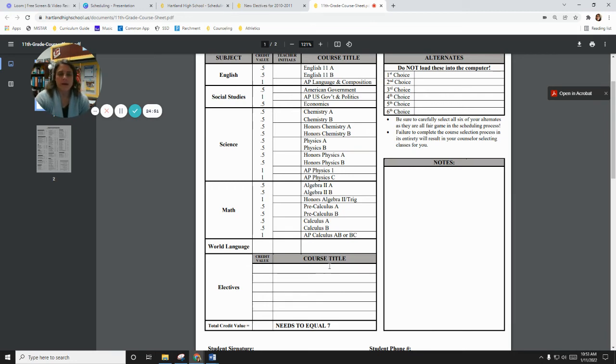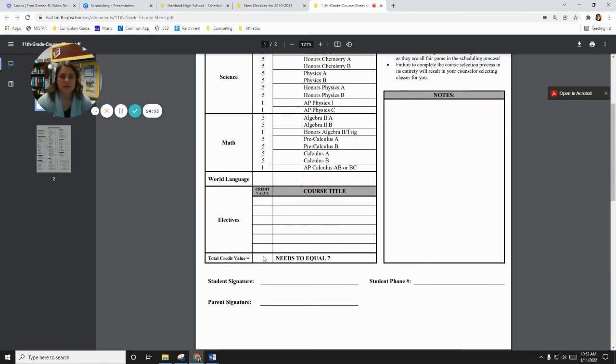I want to also come back and note a couple of things that you might be writing in your electives box. So if you haven't taken health yet, I would hope that we can get that out of the way in 11th grade, rather than having to wait until 12th grade. So keep in mind other graduation requirements that you might not have satisfied. We might want to be doing those next year.